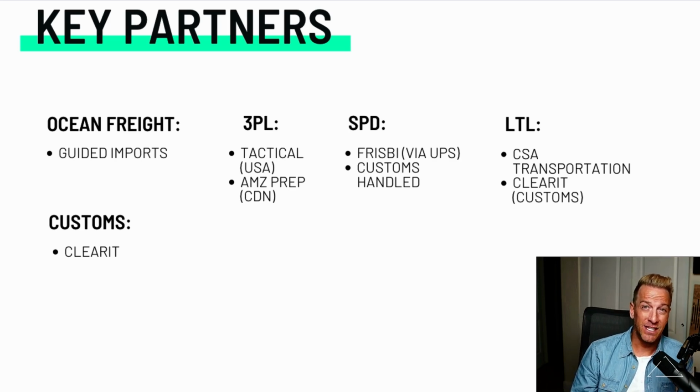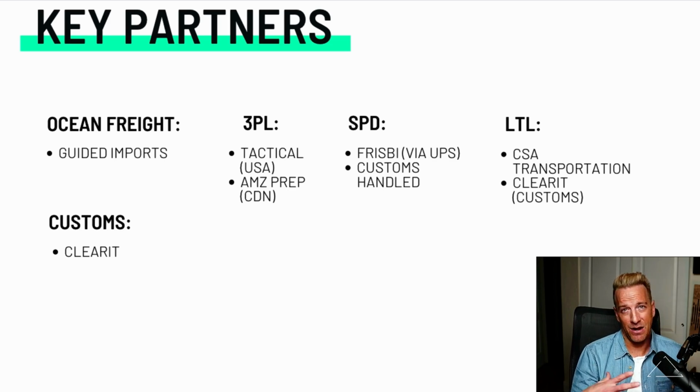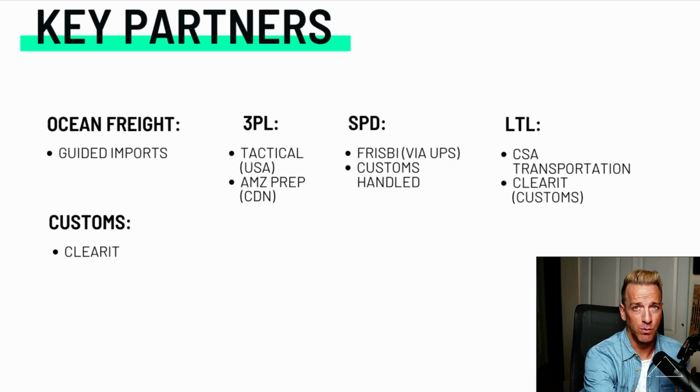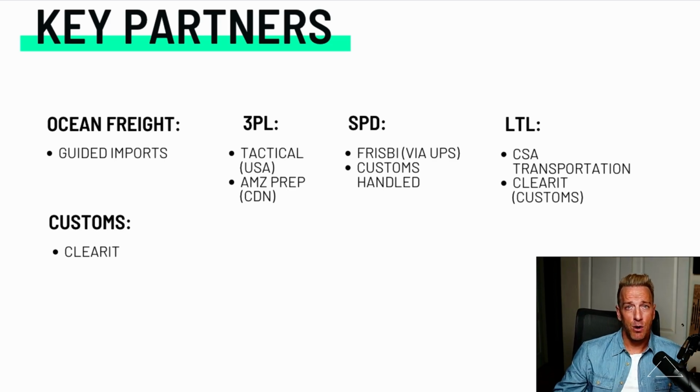And then in those cases, we use Clearit to manage the customs import into Canada from the US. And if you just in general have questions about your HS code in Canada or import stuff, Clearit is who we recommend. So those partners will be down below, but that is basically how we manage the inventory flow to Canada.